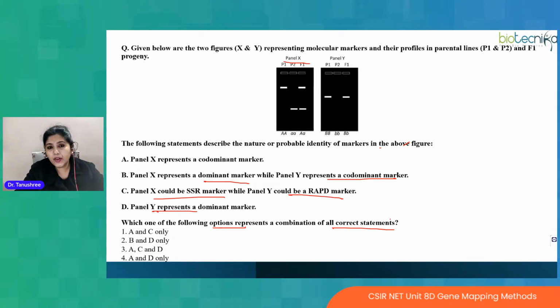So to solve this question, you need to be familiar with two things. One is the terminology, like what is a dominant marker, what is a codominant marker. Secondly, you need to be familiar with different types of markers: what is an SSR marker, what is RAPD, what is RFLP, what is AFLP. And you also need to know how to analyze the gel profile which is given over here. So these two things are very important.